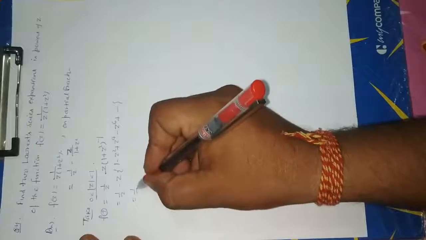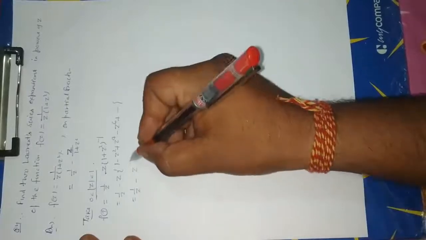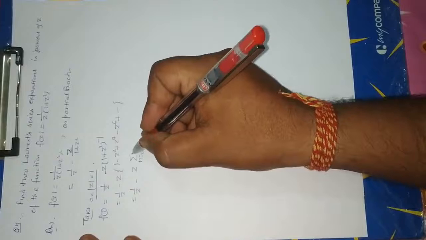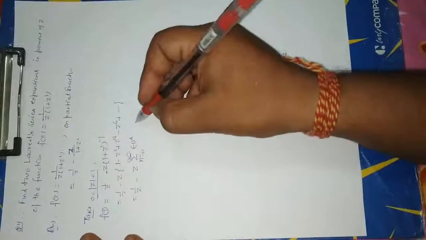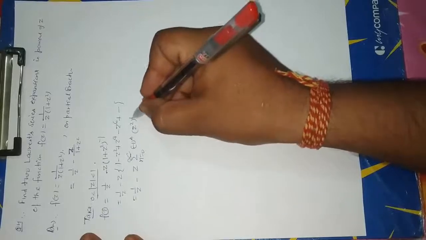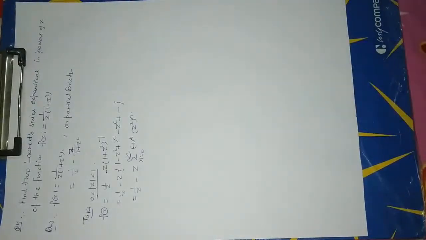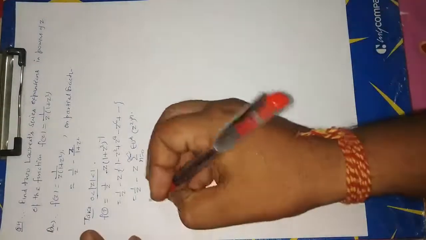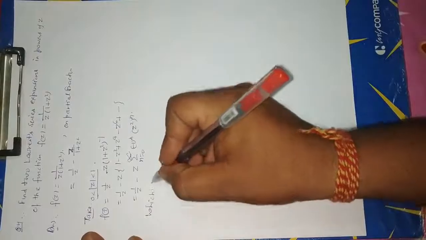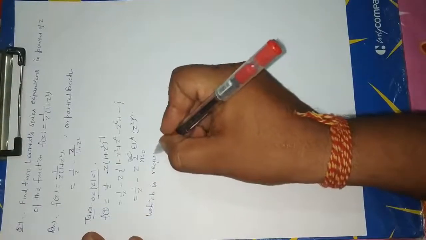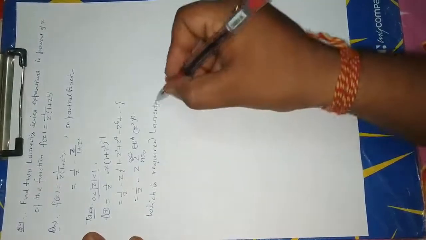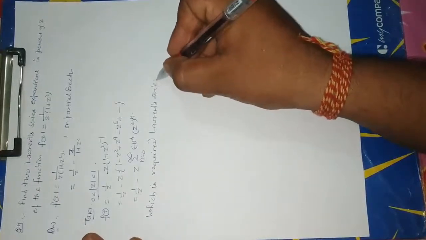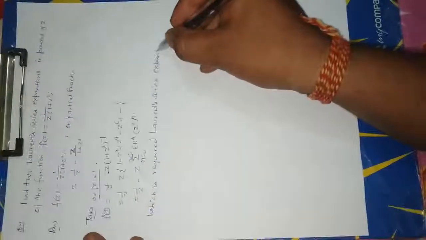This is equal to 1 upon z minus z summation n is equal to 0 to infinity minus 1 to the power n z square whole power n, which is the required Laurent series expansion.